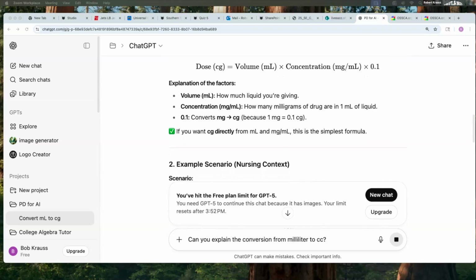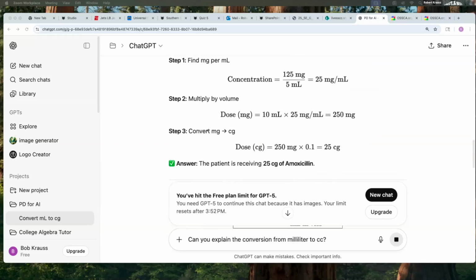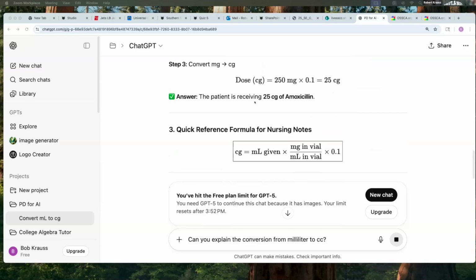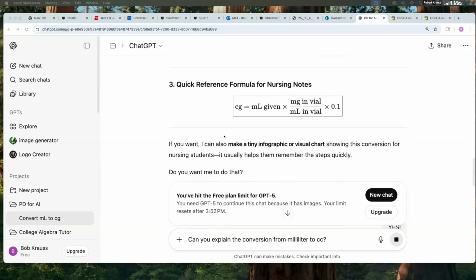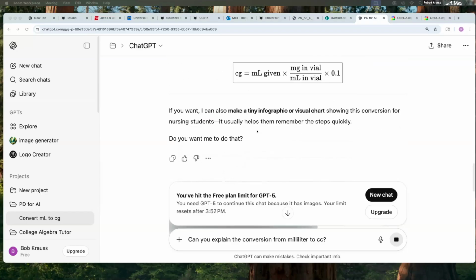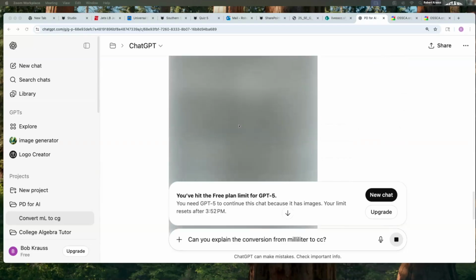And then it even said if you want centigrams directly from milliliters and milligrams per milliliter, this is the simplest formula. Then it gave us an example scenario where a patient's prescribed amoxicillin and has ordered 10 milliliters. It worked it out for us, gave us the 25 centigrams of amoxicillin, also gave us a quick reference formula for the nursing students, and then it offered to do an infographic. And there's where our infographic still sits at this point, which is probably because I've hit the limit.